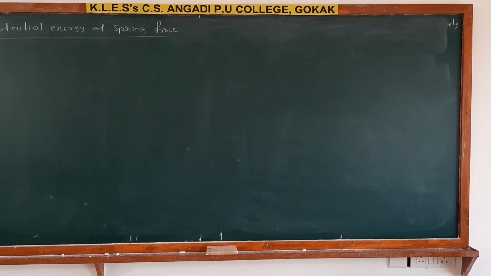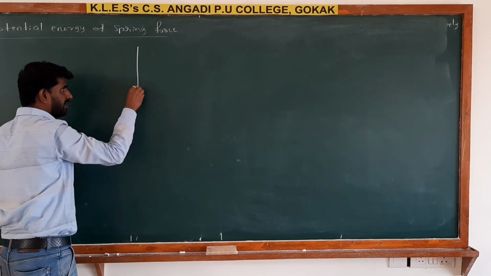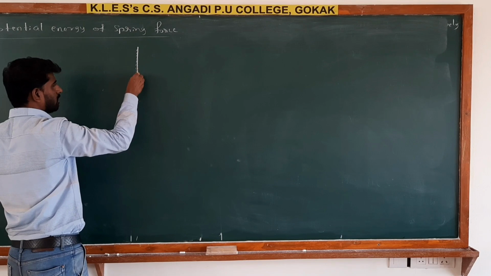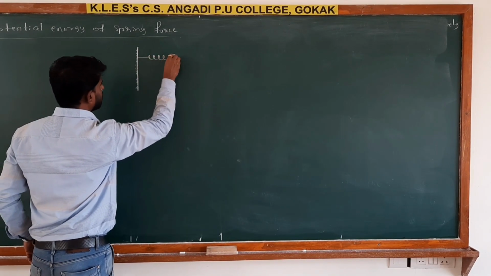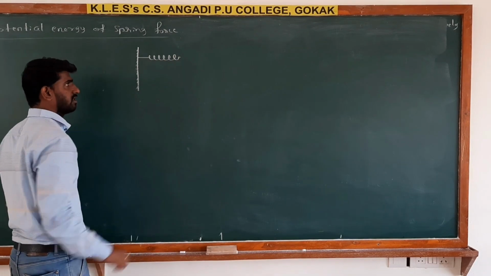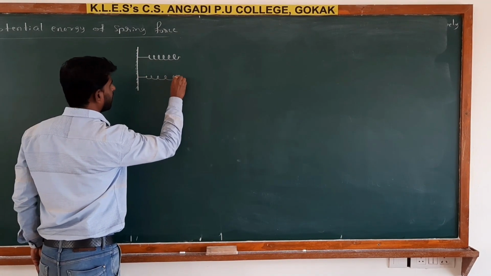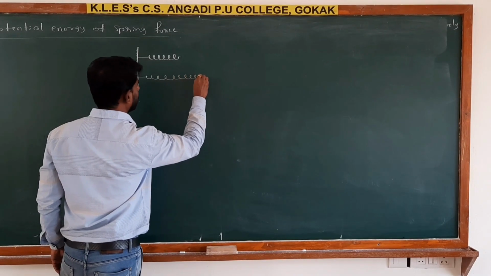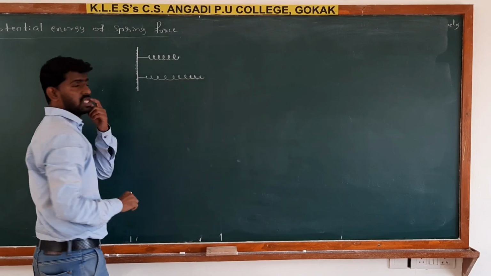The next point is potential energy of the spring. Okay, see here. This is a rigid support, and there is a spring of this much length. If you apply an external force, there will be an expansion in the spring, like this.